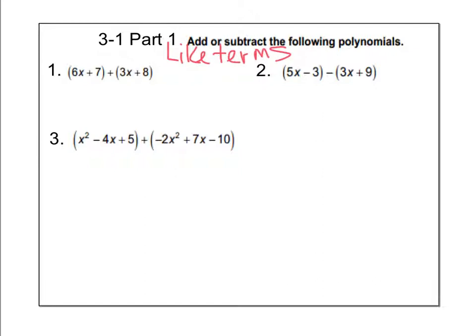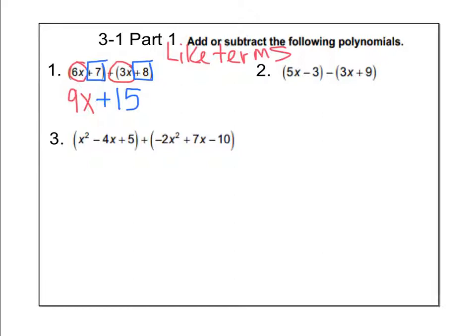So if I look at number 1, well, first of all, there's a plus sign in between the parentheses. Remember, that is important. We covered that back in Module 2 when we talked about complex numbers. So since there's a plus sign, we're looking at 6x plus 3x, which will be 9x. And then we have the numbers 7, which is positive, plus a positive 8. So that makes plus 15.